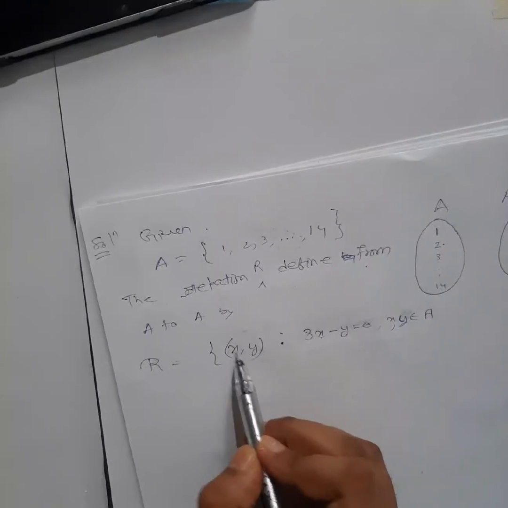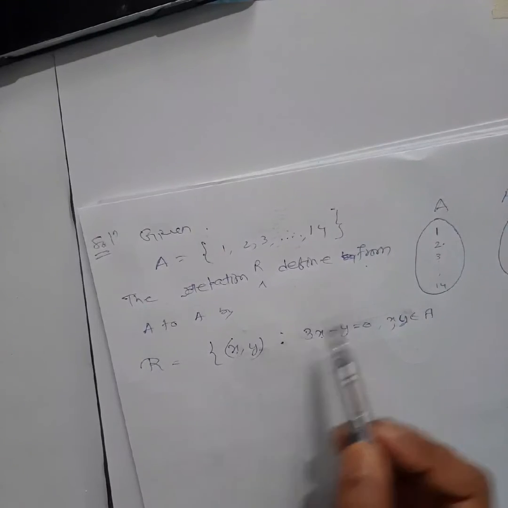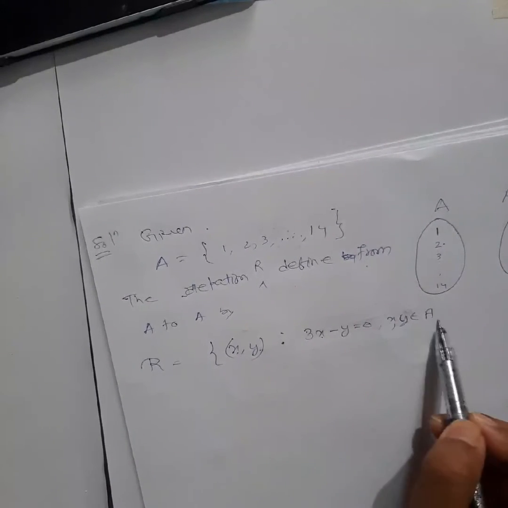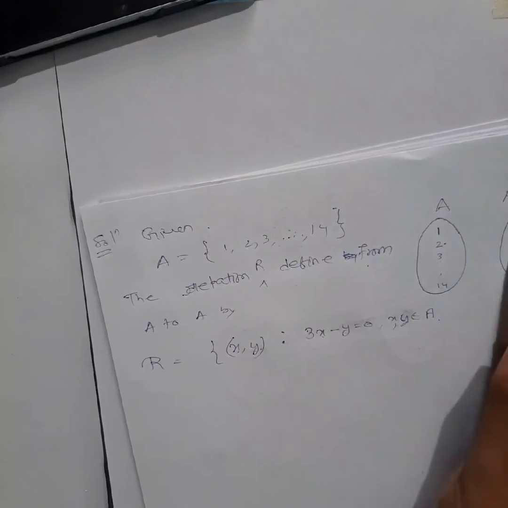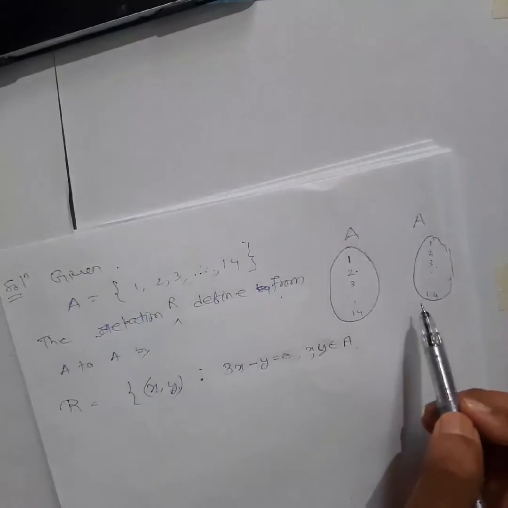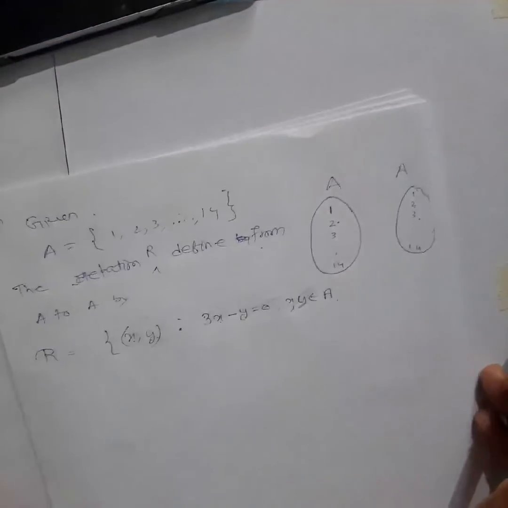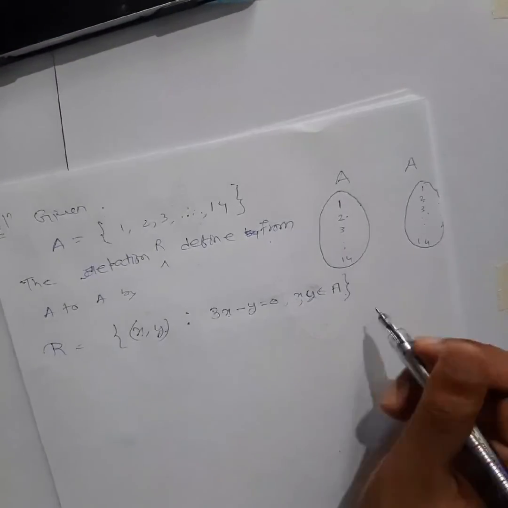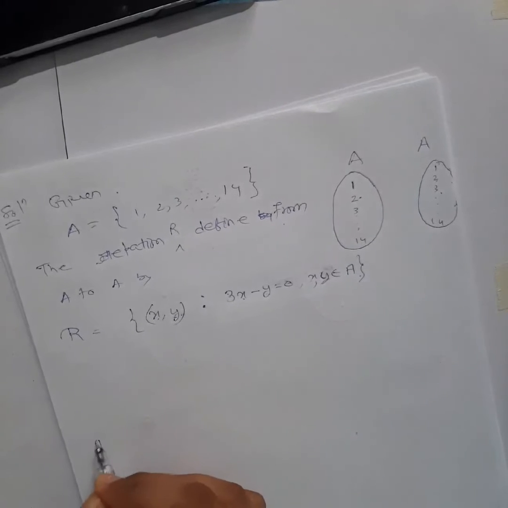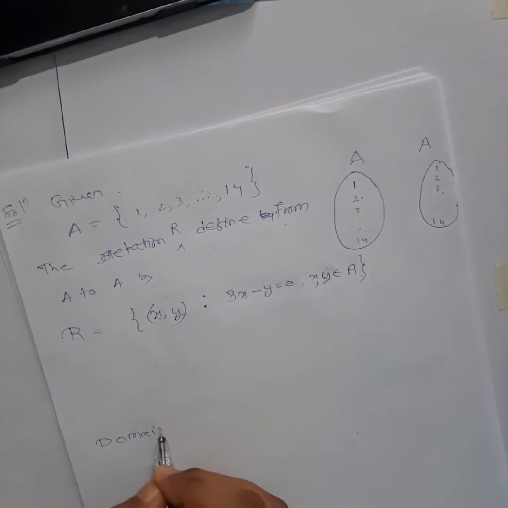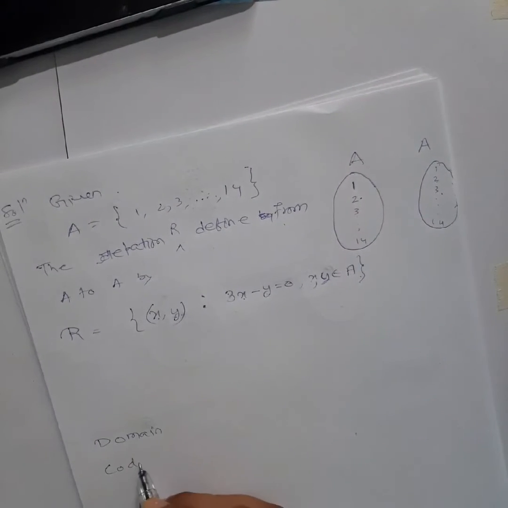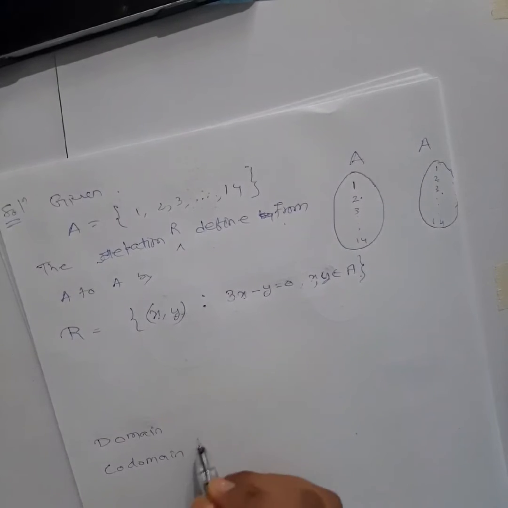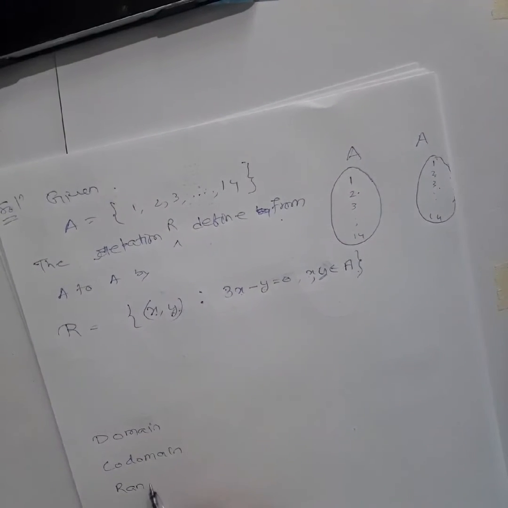Obviously, your X will be from the first set. What is your first set? A, right? So X belongs to A, and Y is from the second. What is your second set? The second set is also A only, right? So obviously Y also belongs to A. Okay, now what I have to do is write down the domain, the codomain, and the range.